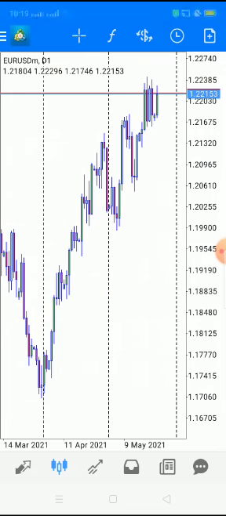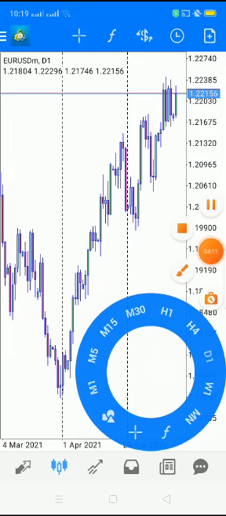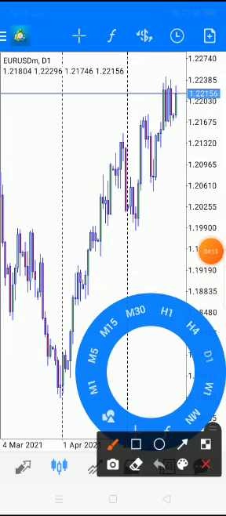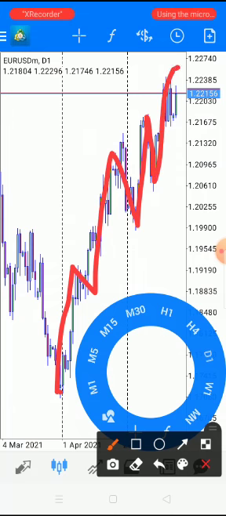So you can see that is an uptrend. You mark it like this, mark it like this. That is how a basic uptrend looks like.